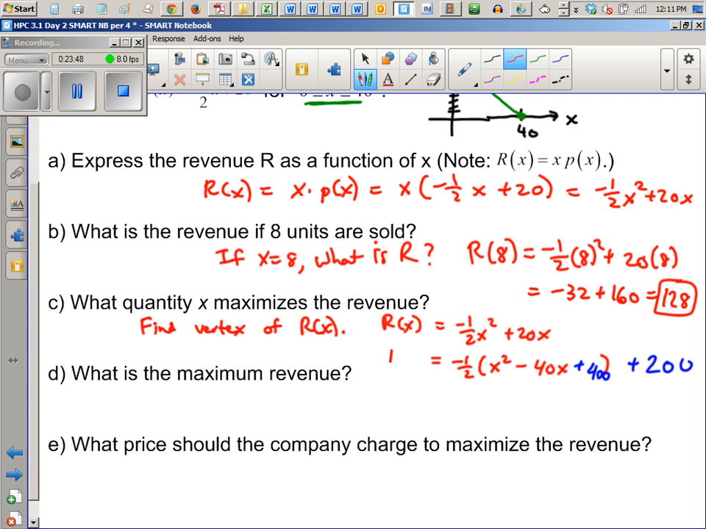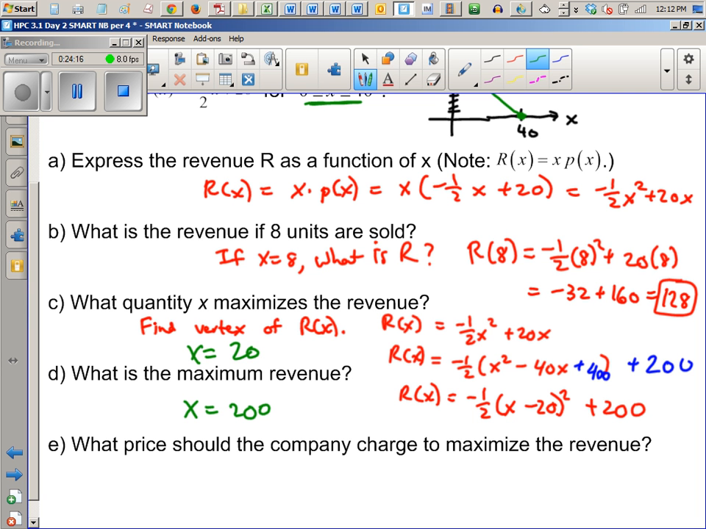You'll need a plus 200 out here. Okay, so it looks like R of x factors into negative 1/2 times (x minus 20) squared plus 200. So what value of x maximizes the revenue? 20. What is the maximum revenue? 200. The answers to these two questions are just the coordinates of the vertex, h and k, respectively.